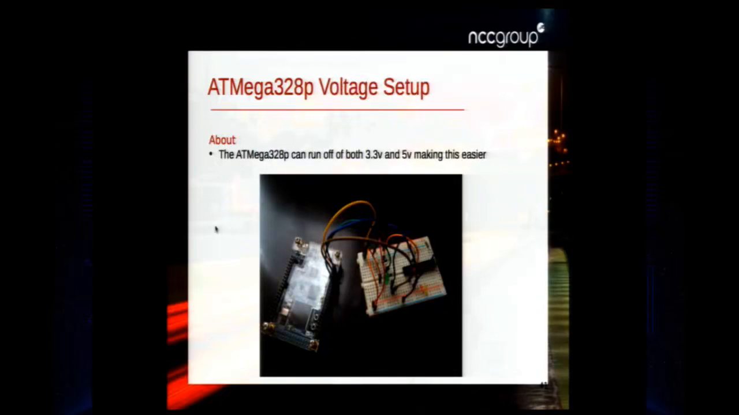So this is a non-fully connected voltage glitching setup. The thing that's nice about the 328P is that you just power it off 3.3 volt rails. And this really helped me save a lot of time when I needed to perform this experiment.